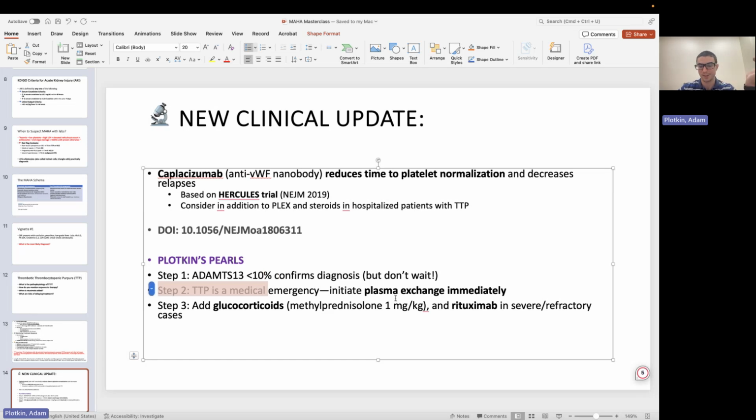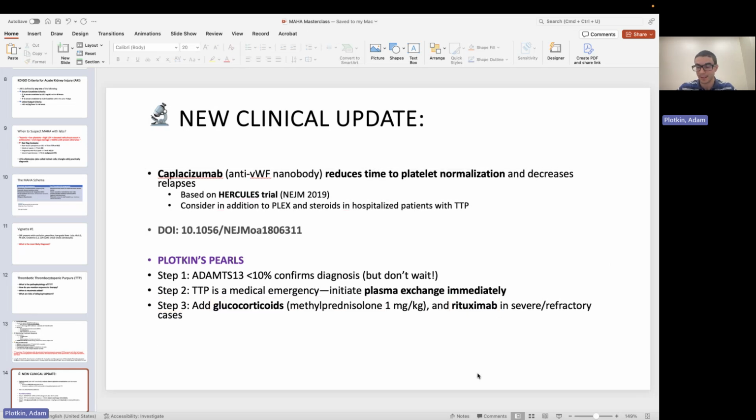Step 2 land: TTP is a medical emergency, like I said. We go to plasma exchange right away. I'm not waiting. Step 3: maybe they already told you in the vignette that we gave them plasma exchange. So what do I do if I'm on my USMLE Step 3 exam and they tell me we already gave them PLEX? Now you know we give steroids, and then we can add rituximab. And maybe by the time some of us take Step 3, caplacizumab might be in the guidelines too, so we can consider that drug as well.